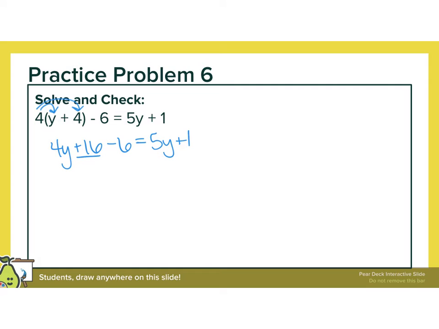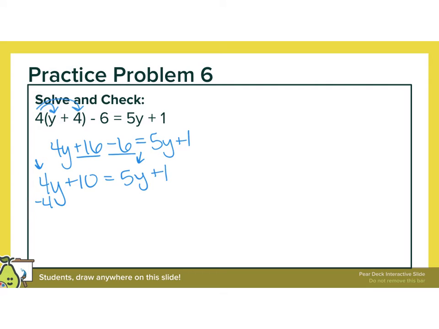It's the 16 and the negative 6 on the left. 16 minus 6 is 10. There are no like terms on the right, so bring everything down. Now, I need to get variables on the same side. I have a 4y and a 5y. I'm going to choose the smaller one, so it'll be positive, and I'm going to do the opposite.